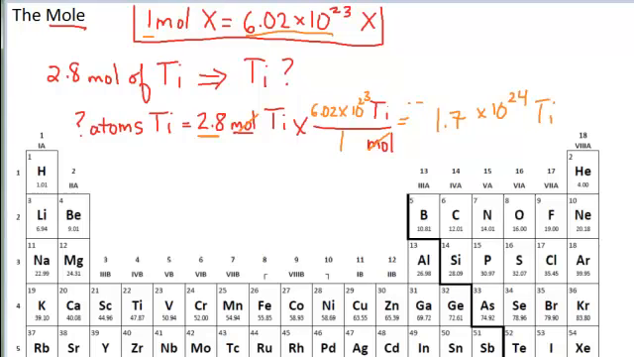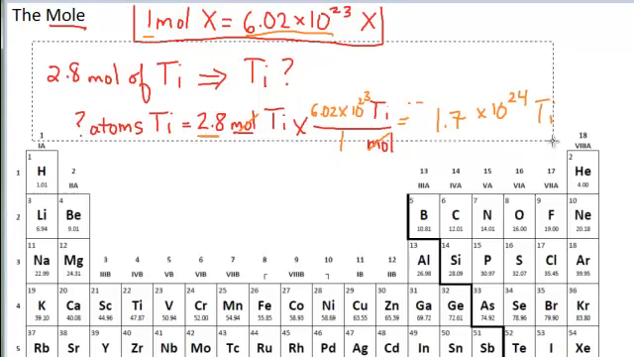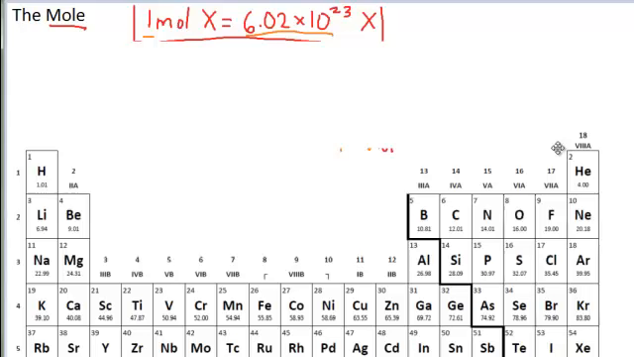We also could go backwards. For example, the question might be, if I have 4.6 times 10 to the 14th, that's a pretty large number in and of itself, cobalt atoms, how many moles is that? How many moles of cobalt do I have?